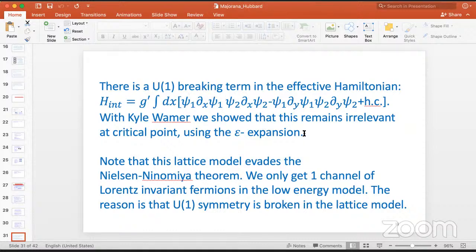And we studied this using the epsilon expansion and showed that this interaction is irrelevant. So we think we can ignore this interaction, at least using the epsilon expansion. Another interesting feature of this model is that it actually evades the Nielsen-Ninomiya theorem. We only have one channel of Lorentz invariant fermions in the lattice model, and yet we get this Dirac fermion. This is a result of having U(1) symmetry broken and having Majorana fermions, not Dirac fermions.